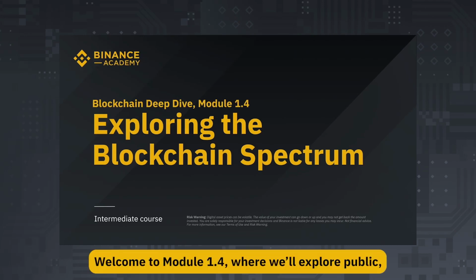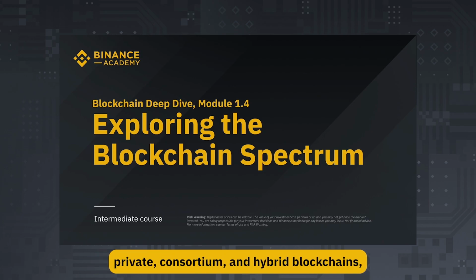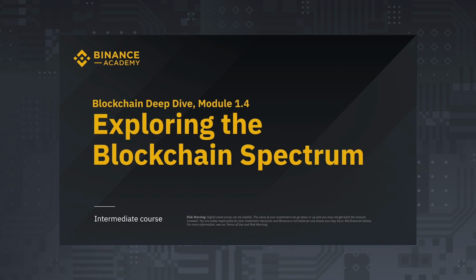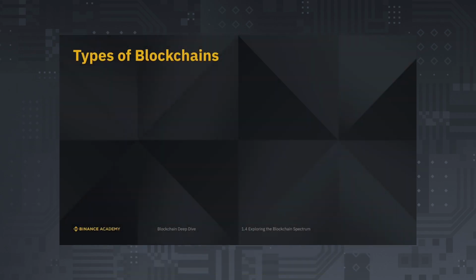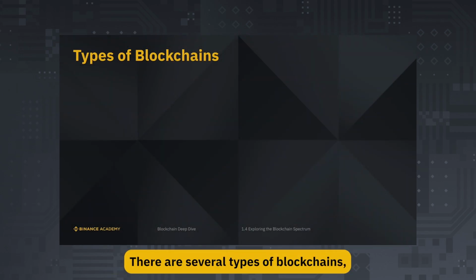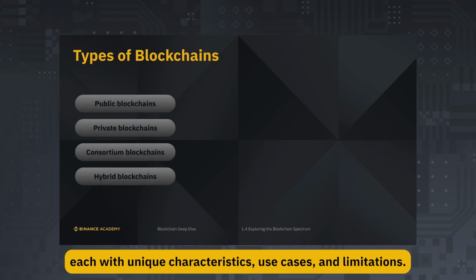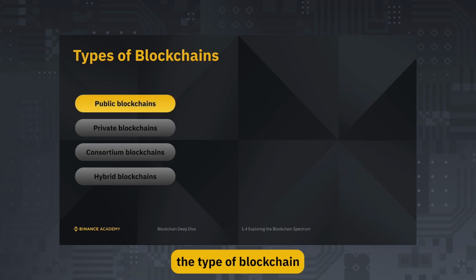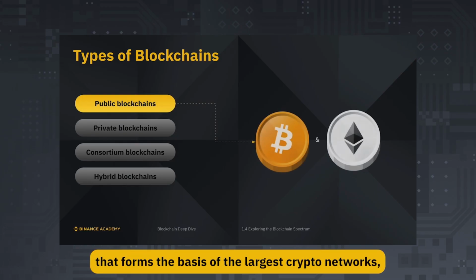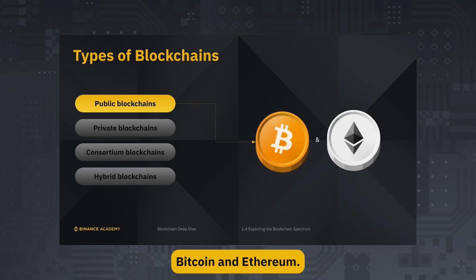Welcome to Module 1.4, where we'll explore public, private, consortium, and hybrid blockchains, as well as the layers of blockchain technology. There are several types of blockchains, each with unique characteristics, use cases, and limitations. Let's first take a look at public blockchains, the type of blockchain that forms the basis of the largest crypto networks, Bitcoin and Ethereum.